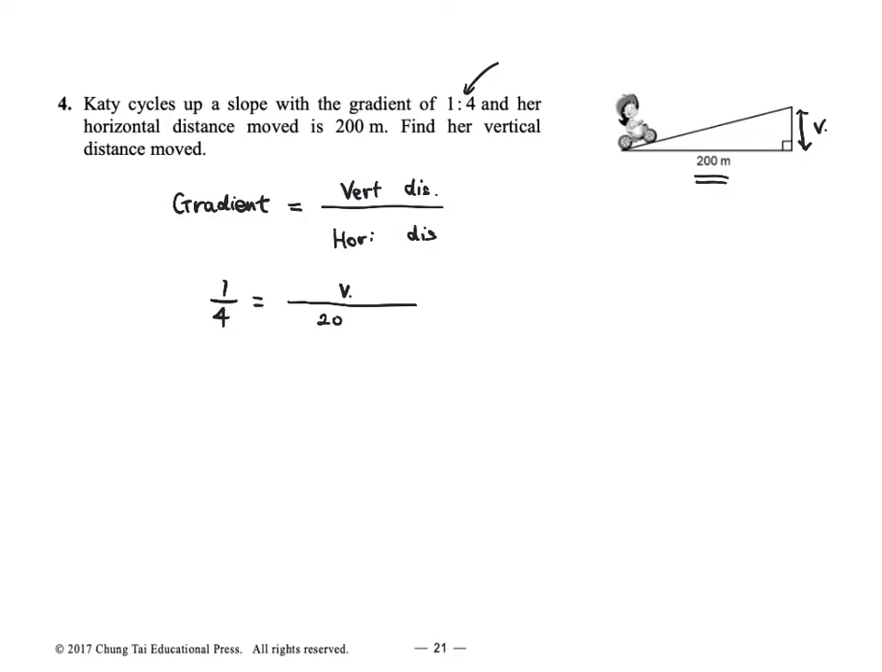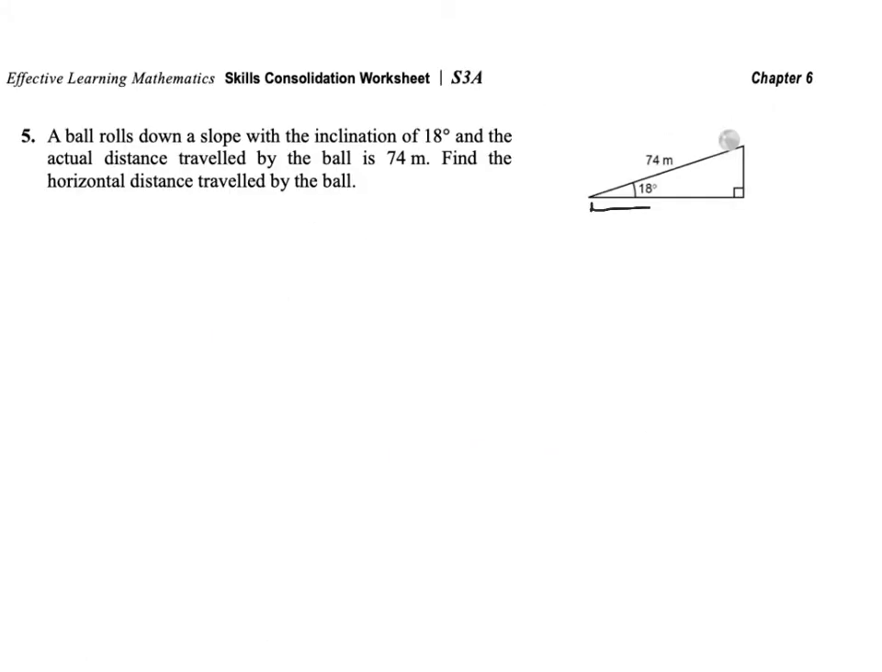For this one, you basically look at this gradient. Gradient equals the vertical distance over the horizontal distance. So now you know this is what you want to find out, and this is what you know, and this is the gradient. That means you have 1 over 4 equals, let's say v at the end, over 200 here, so v equals 50. Therefore, her vertical distance moved is 50 meter.